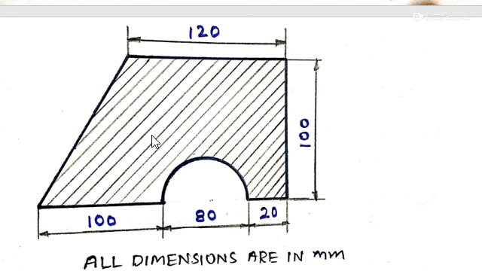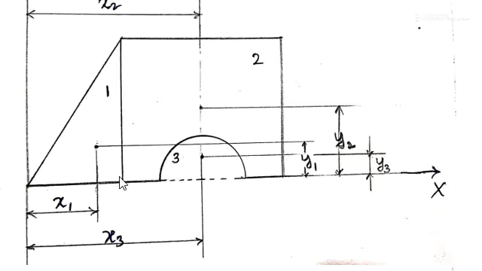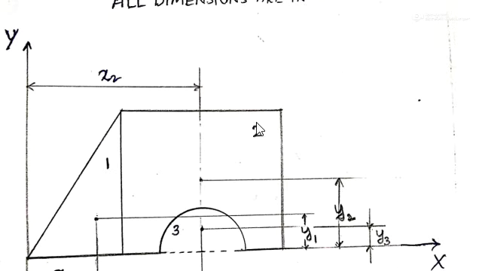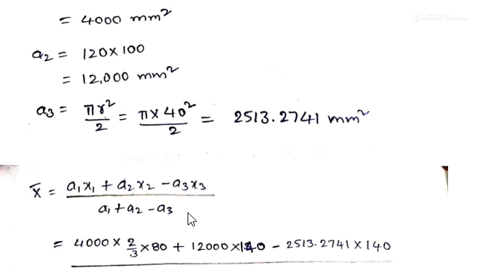But here, this figure is made up of three simple figures. If you divide here like this, this is a triangle, it is a rectangle, and it is a semicircle. So this total area we get by adding the triangle area plus the rectangle area. From that we have to remove the semicircle area. For that reason we will get a minus in this formula.